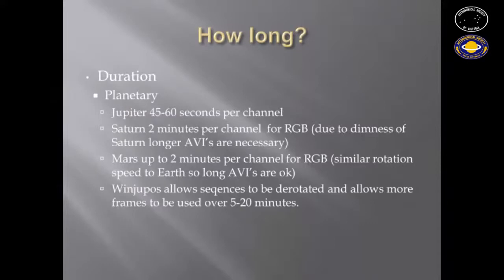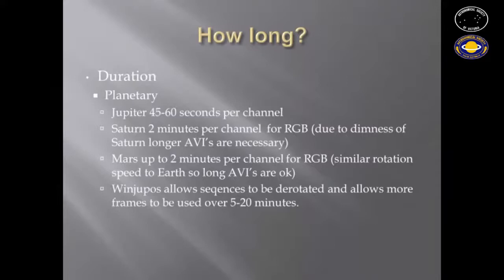So just add those all together. Saturn's a little bit dimmer than Jupiter, so it needs to go a little bit longer. If you want to capture detail on Saturn, you have to be mindful that you might get some blurring, but a program called WinJupos, which I'll speak about briefly in a moment, will help eliminate that.